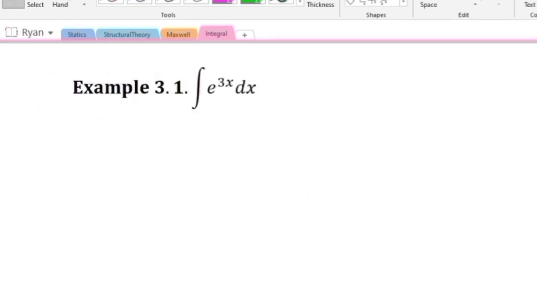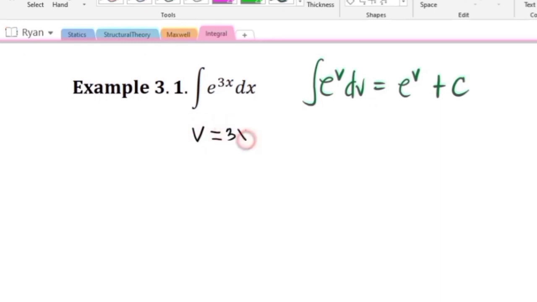Example 3.1, we have the integral of e raised to 3x dx. From our formula, the integral of e raised to v dv is just equal to e raised to v plus c. So here, we will determine first what is the value of your v. So v is the exponent of your e, that is equal to 3x. Taking the derivative of this, and we have dv is equal to 3 dx.